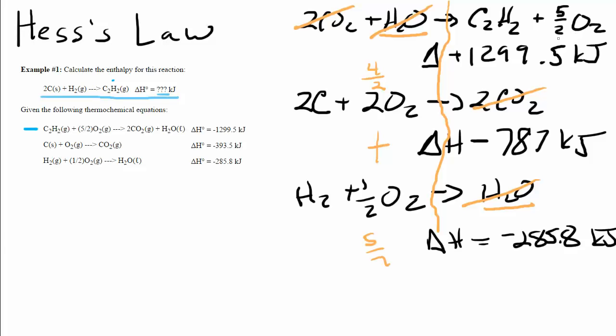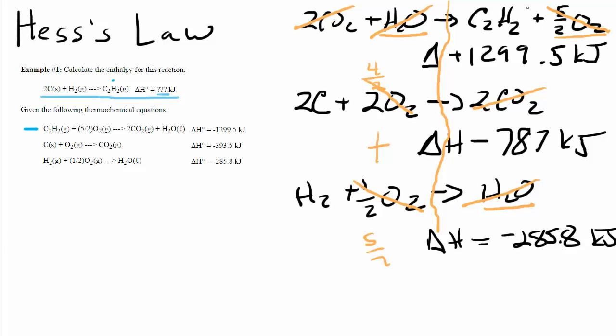And then when I look at this partial equation up here, bam, I've got 5 halves of O2 as a product. So that cancels out. This 5 halves of O2 cancels out with this 5 halves of O2 that you get when you add those two together. Wow, I have crossed a lot of stuff out. So what are we left with?